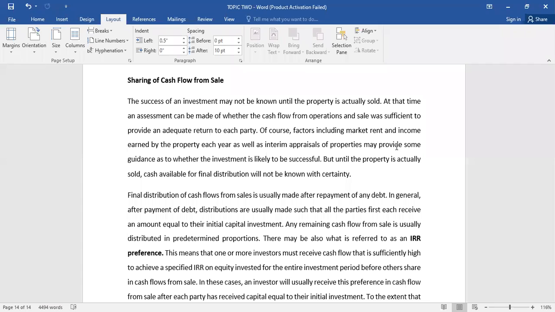Remember, this property is fixed on the fabric of the earth. There is no way I can come, let's say we have 10 floors, and say, I'm tired with this joint venture, so I can just take my 2 floors that are appearing between the 5th and 7th floor and leave. Unless you bring the whole building down, will you have the floors? So sharing of the cash flows from the sale becomes very fundamental. The final distribution of the cash flow from the sales is usually made after repayment of any outstanding debt. So all the obligations are first met, and whatever remains is then paid.